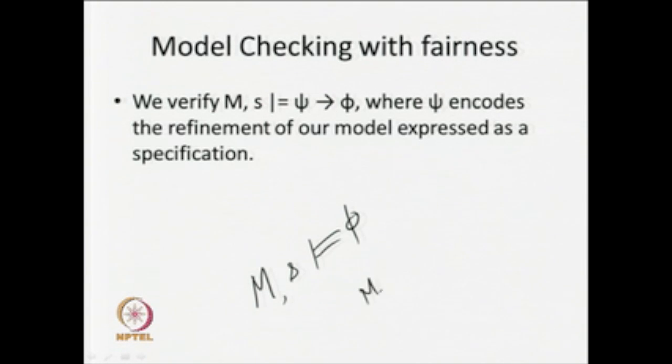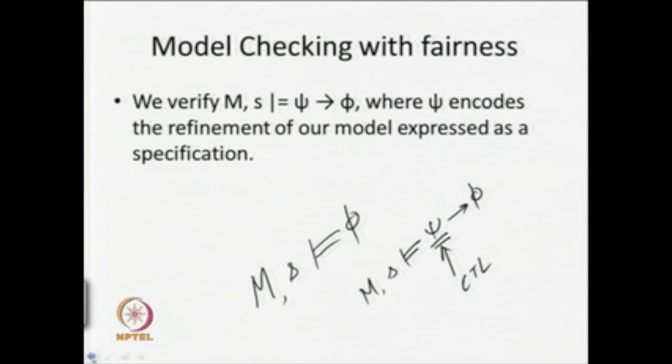So, what we are going to do is model check M models psi implies phi. What does it mean? Here psi encodes the refinement of our model expressed as a specification. So, what is this particular psi? It is nothing but a refinement of our model, and we are expressing this particular refinement with the help of another specification, which is another CTL formula. So, we are trying to capture that refinement of our model with the help of a CTL formula. Now, we will see how we are going to do it.